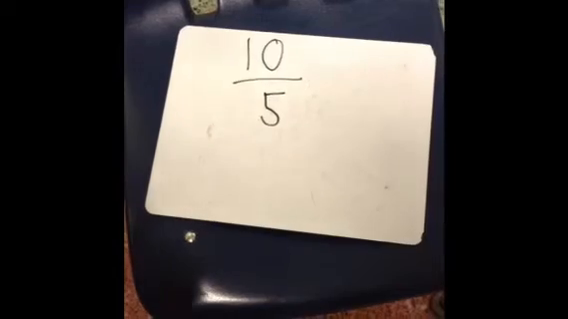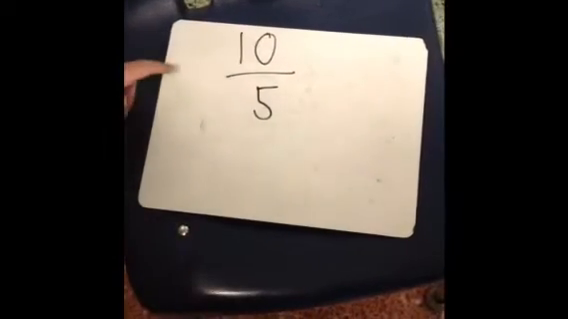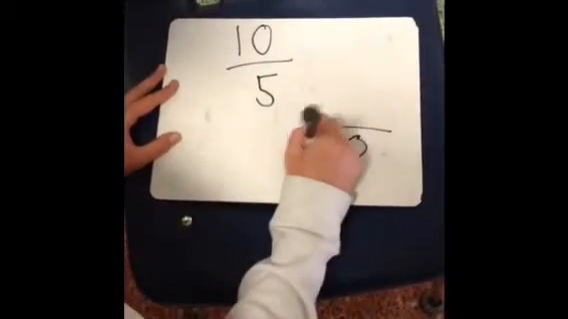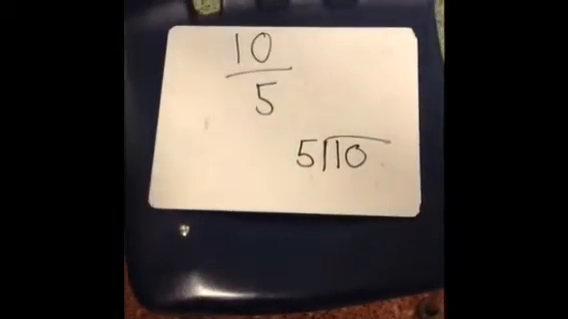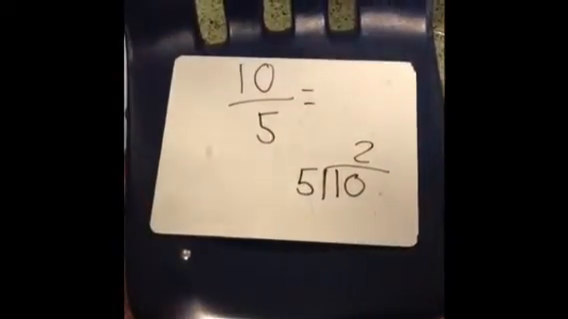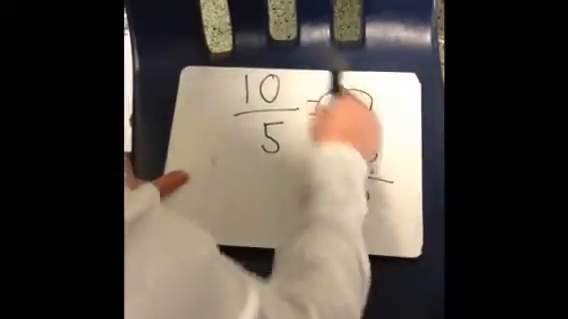Let's start off with an easy one. 10/5. This is an improper fraction because the top number is greater than the bottom number. In order to do this, you must divide the top number by the bottom number. Then you must say, how many 5s are in 10? There are 2 5s in 10. Therefore, the answer is 2.